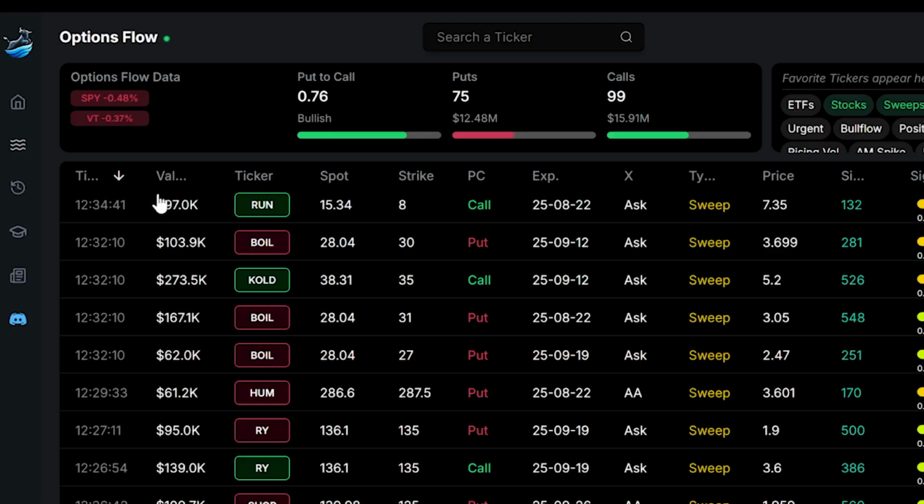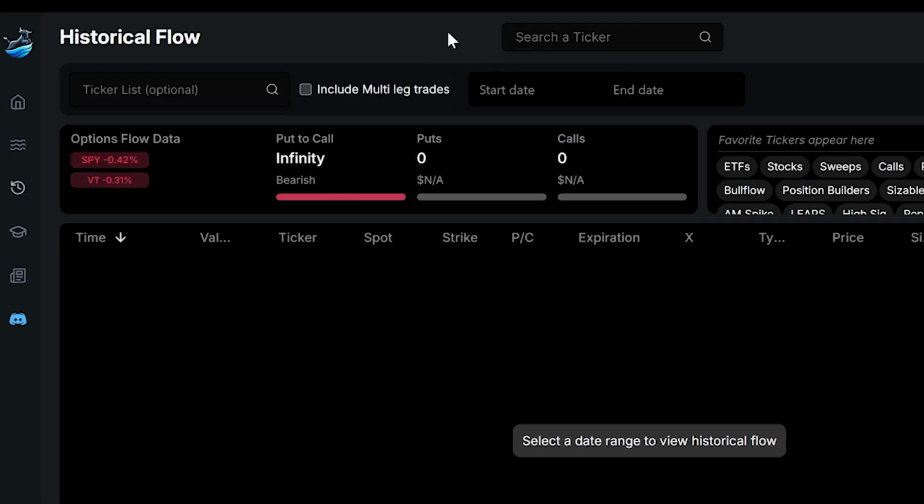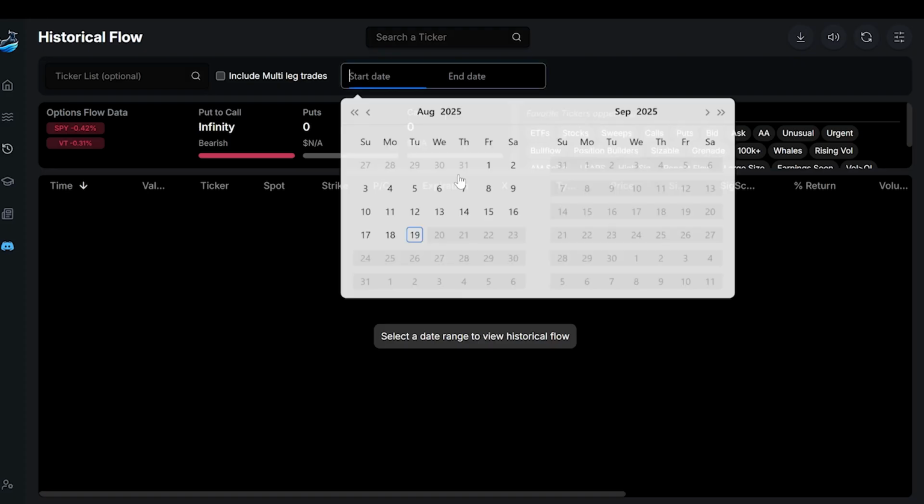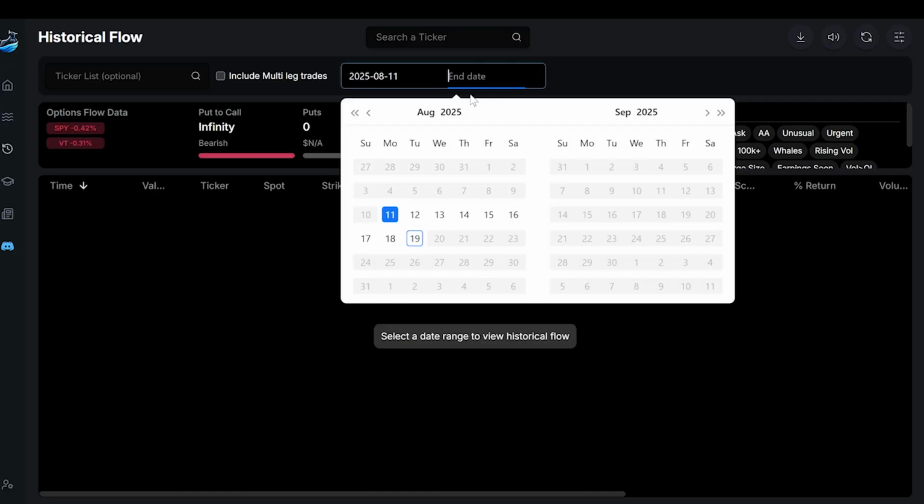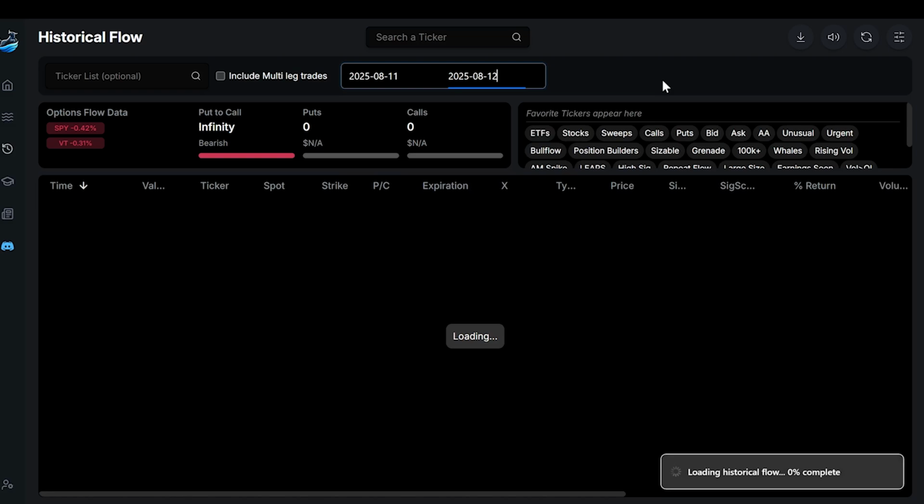You do have access to historical options flow data here, so you can pull up data from, say, the last couple days and filter that just as you would anything in the real-time feed. So you have all the same toggle on, toggle off filters here, as well as access to all your saved filters.